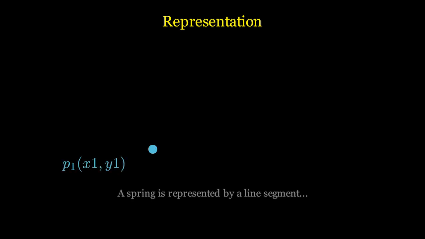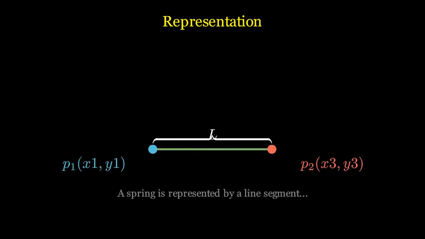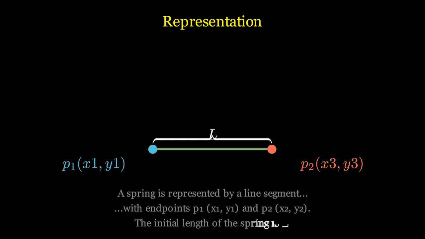Moving on, now let's explore how to represent a spring mathematically and calculate the forces acting on it. A spring can be represented as a line segment with endpoints labeled as P1 and P2, located at coordinates x1, y1 and x2, y2. The initial length of this spring is denoted as capital L.